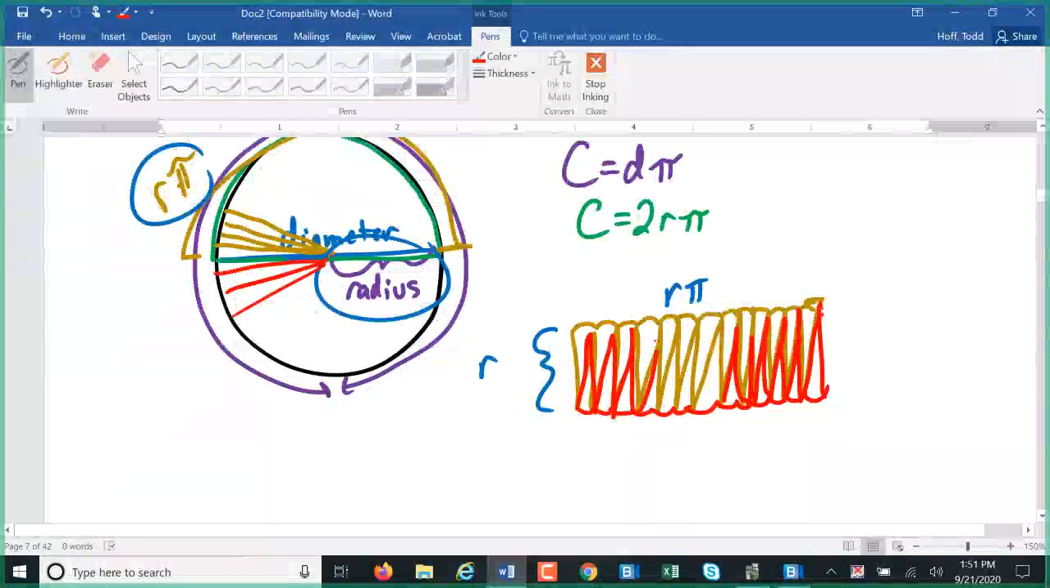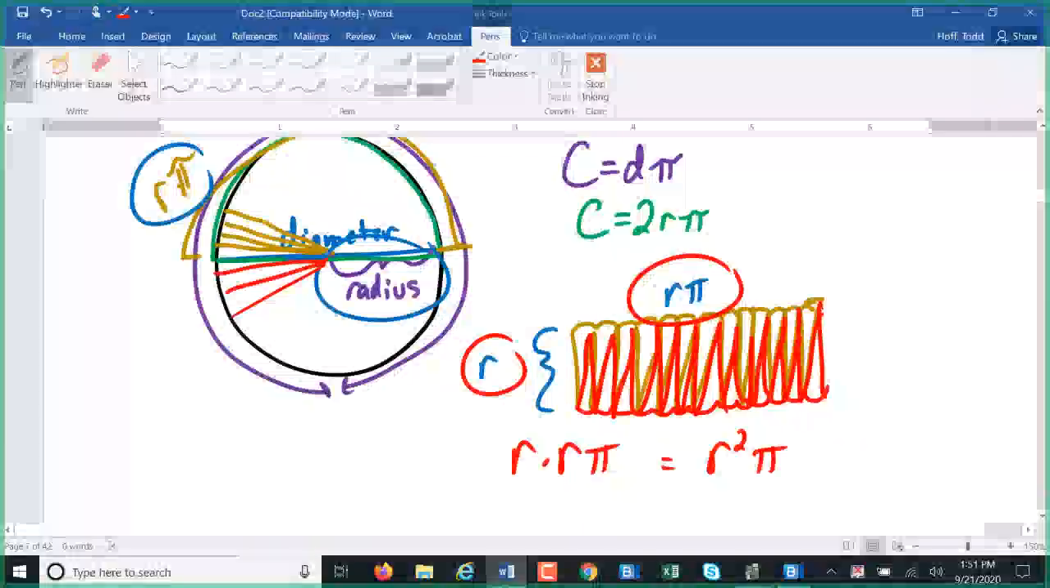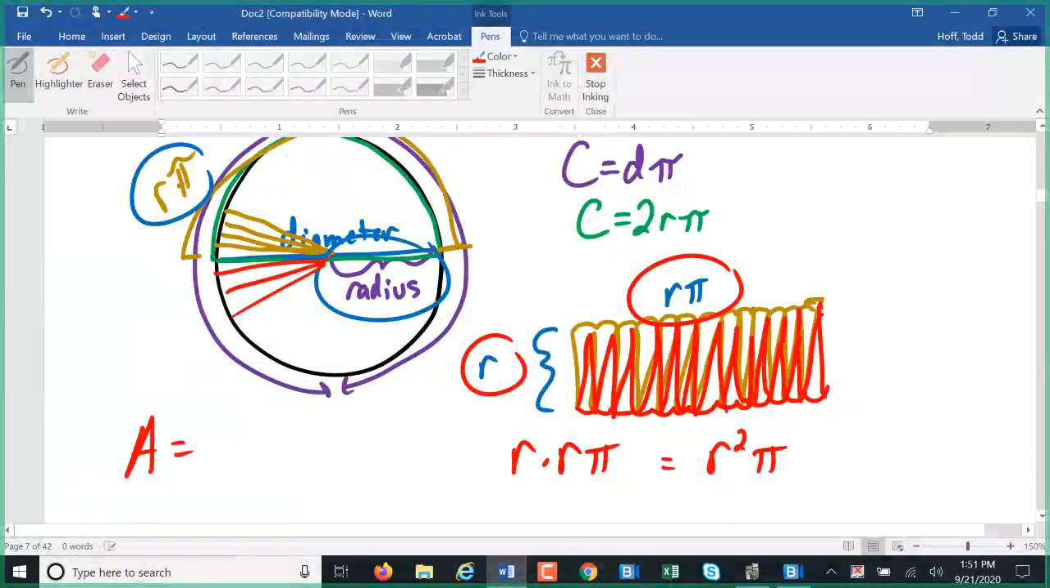So if those slices are thin enough, this is now basically just a rectangle. The length of that rectangle is radius times pi. The width is radius. R times pi times R is radius squared times pi, or the formula that we all know for the area of our circle, pi times radius squared. So even a circle comes from a rectangle.